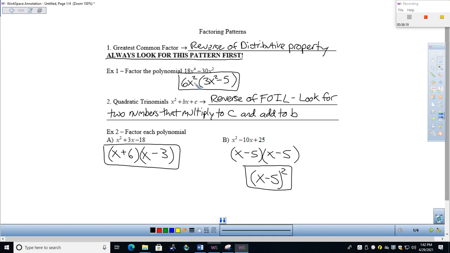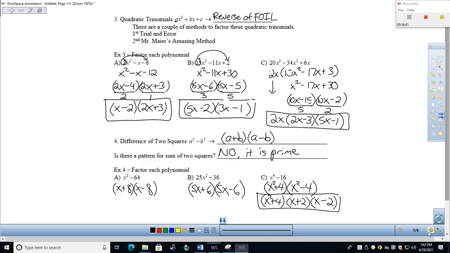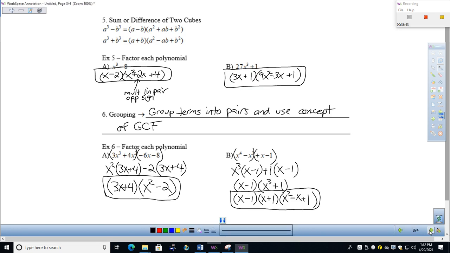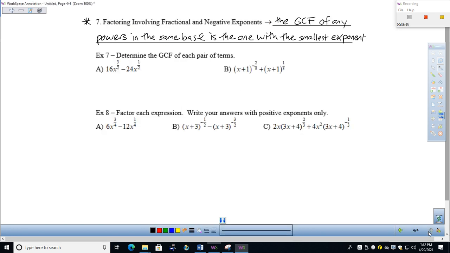That's it. It just so happens, instead of 4 and 2, you're going to see some more complicated exponents. 3 halves and 1 half, negative 2 thirds and 1 third. But the idea is the same. So just remember the greatest common factor of any powers in the same base is very simply the one with the smallest exponent. So, not factoring completely yet, just think of it about GCF, and then we'll get into the last one of the day.